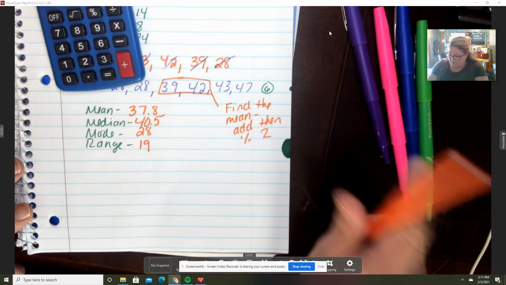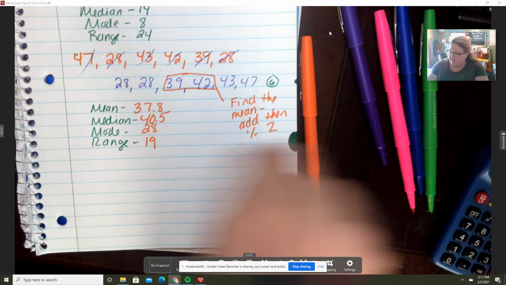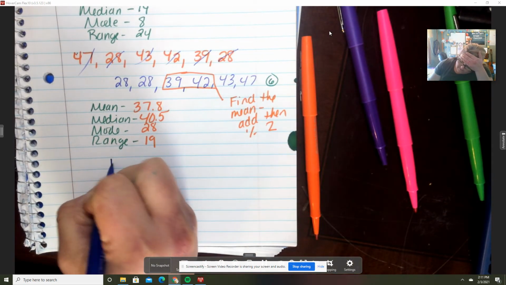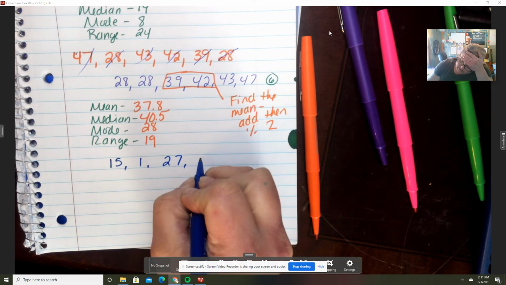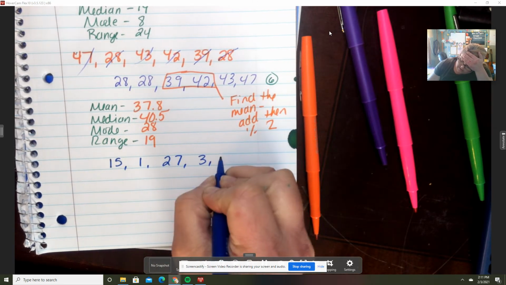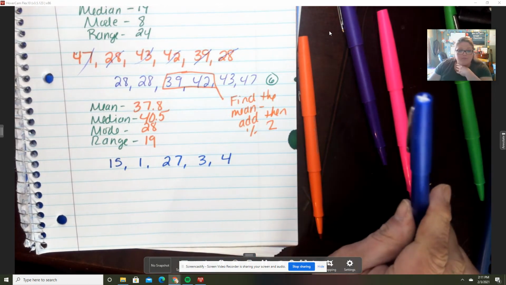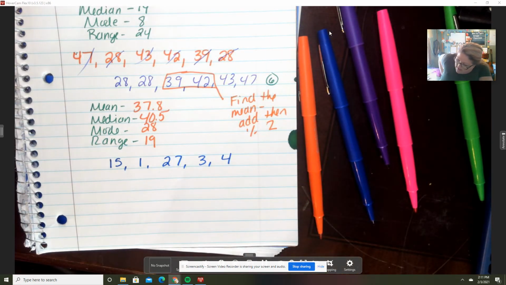Okay, mean. All right, I'm going to give you one to do by yourself, and then we'll come back and check it. Median: 1, 3, 4, 15, 27. Mode. Range. Okay, there you go. Get those down. Pause me, and then we'll go over it.